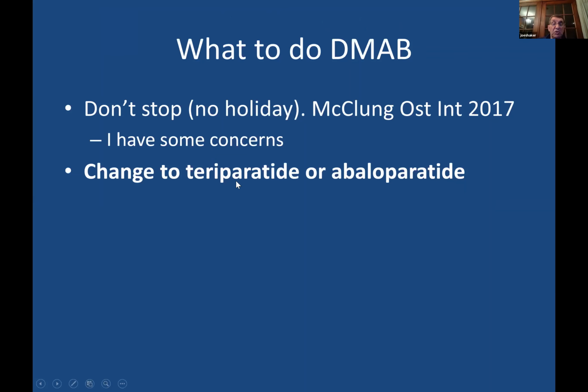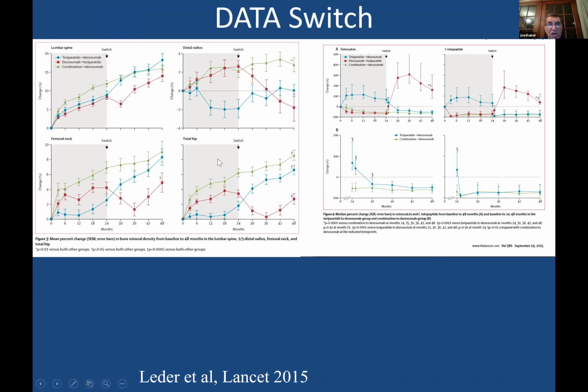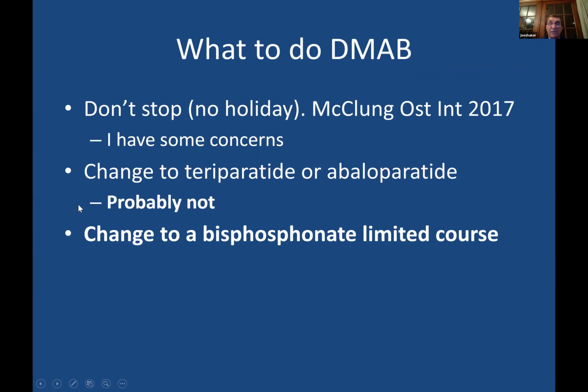How about changing them to an anabolic agent? Well, this is from something called the DATA-Switch study. And the red line is when you switch them to an anabolic agent. So at least initially, bone density goes down and bone markers go way up. So that's not something you're going to do. How about changing them to a bisphosphonate limited course?